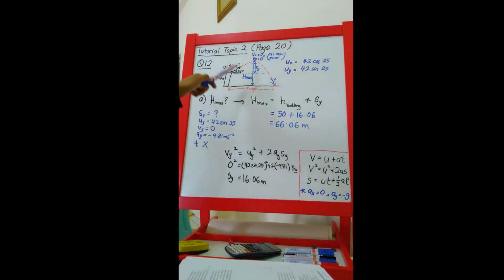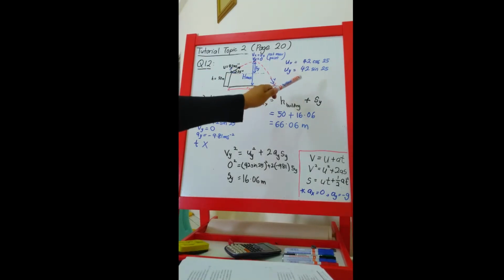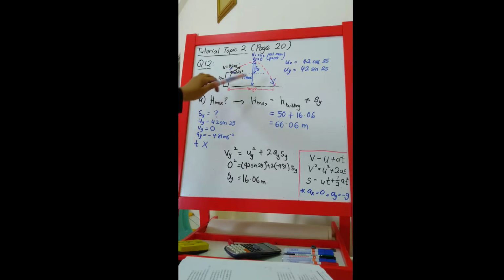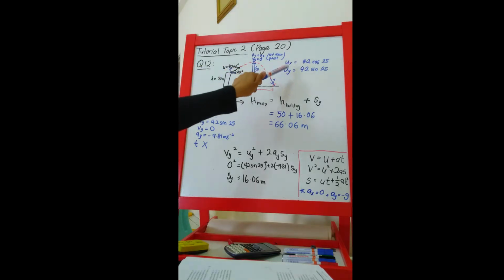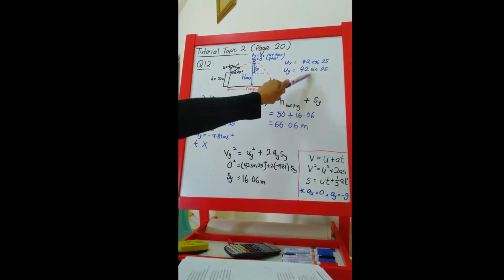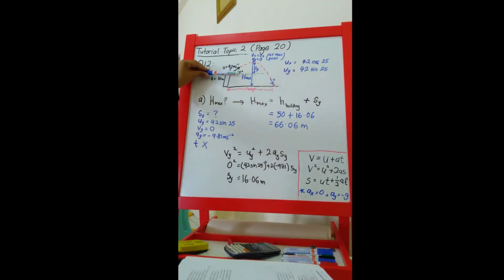From here, you should right away write down all the information that you can obtain from the values. So you can get ux and uy. Okay, ux is cos, uy is sine, because this 25 degrees is on the horizontal, which is adjacent.